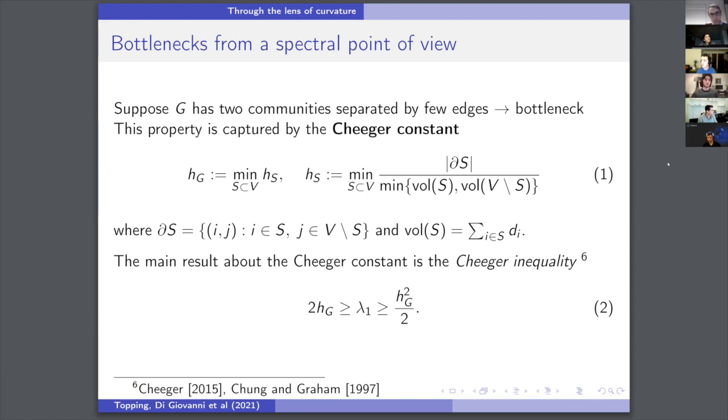It's relevant because it has a very nice connection to the spectrum of the graph. It is a prototypical example of how the topology of the graph can be intertwined with the spectrum of the Laplacian via these isoperimetric inequalities, but it is at the end of the day a very rough object.